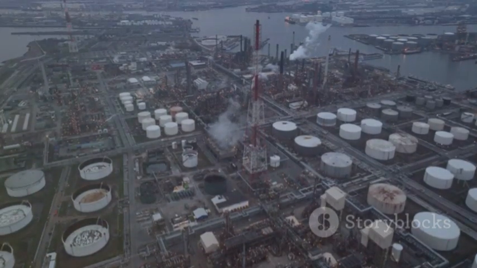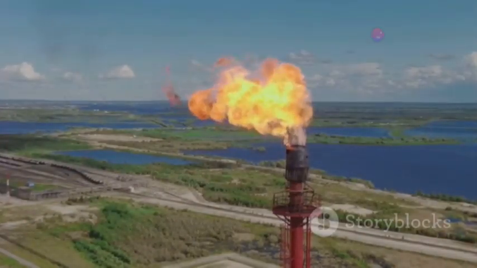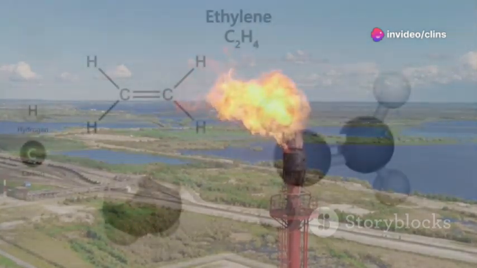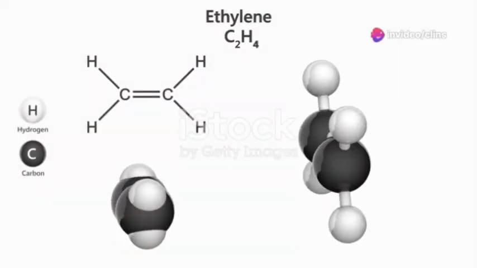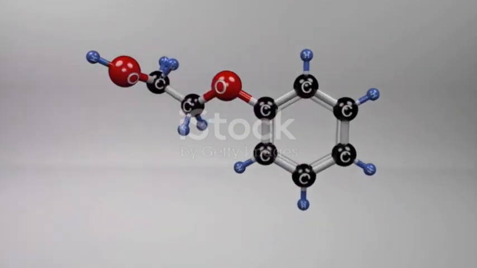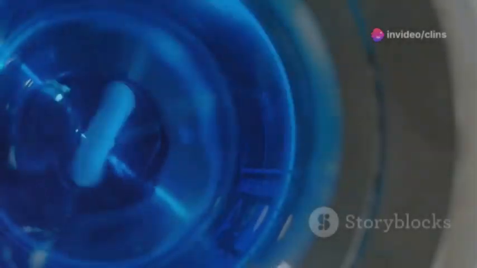Unsaturated and saturated hydrocarbons. Saturated hydrocarbons, also known as alkanes, contain only single bonds. For example, methane and ethane are both alkanes. Unsaturated hydrocarbons contain double or triple bonds. Alkenes contain at least one double bond, for example, ethene. Alkynes contain at least one triple bond, for example, ethyne.